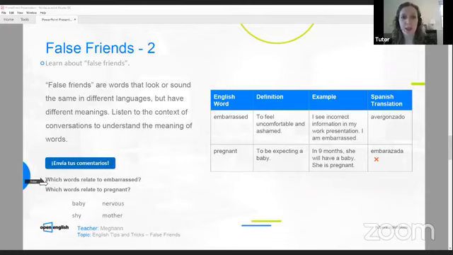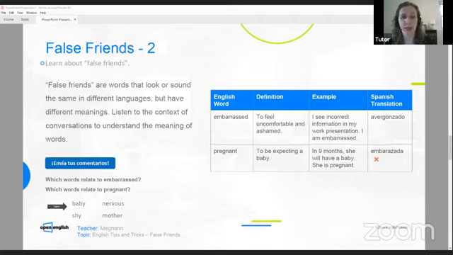Which words relate to embarrassed and which words relate to pregnant? The words are baby, shy, nervous, and mother. Send your comments, envía tus comentarios, which words relate to embarrassed in English and which words relate to pregnant. I will see your ideas here. I will watch for your comments.